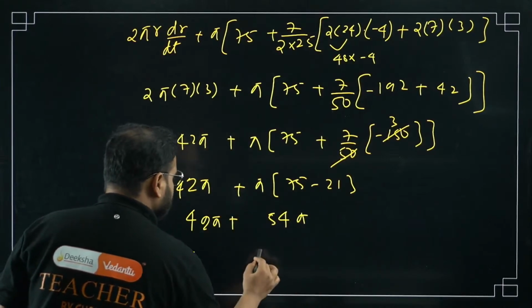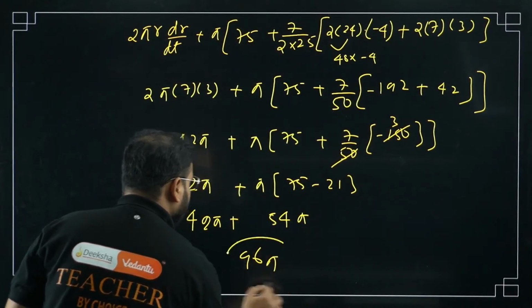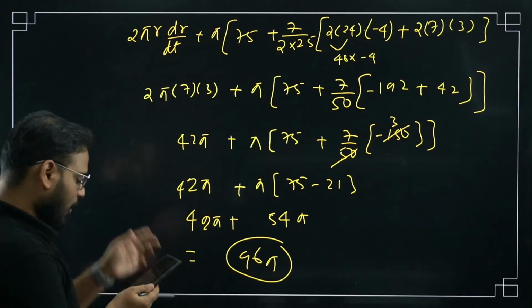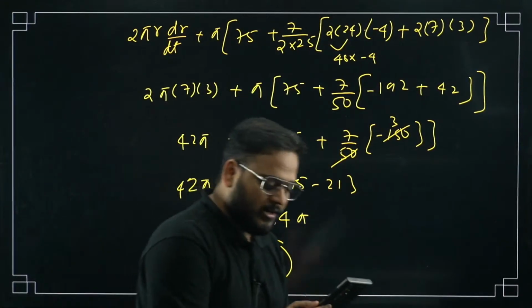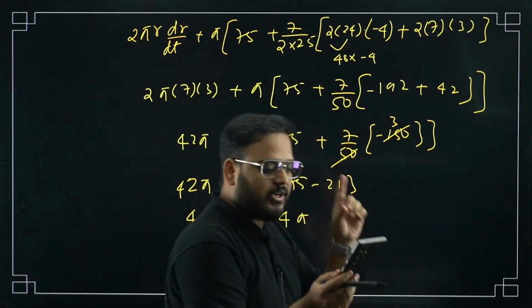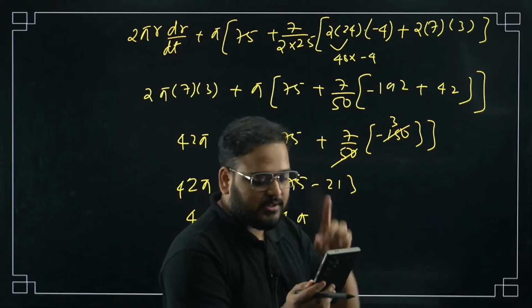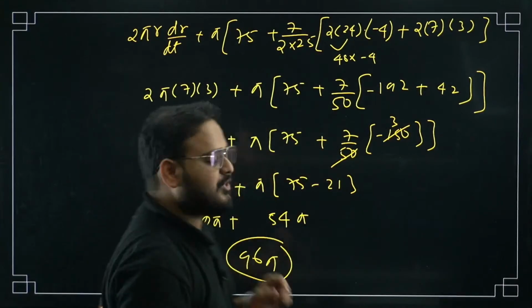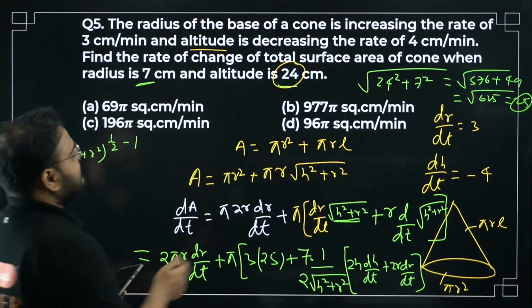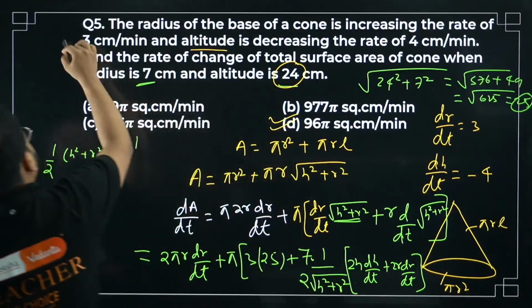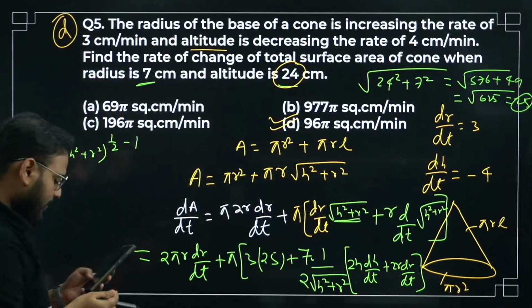It will become, sir, 96 pi. Please check. Yes, sir, option D. Yes, very good. Navya is giving me the answer. Mitesh and Chandan are also giving me the right answer. I want the answer from knowledge games also. Please check. 96 pi is the right answer. Option D is correct. So I hope you got it.